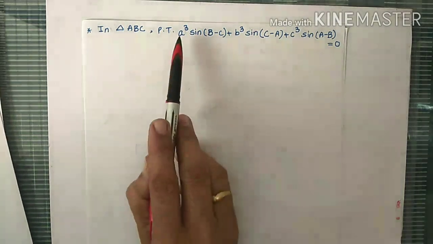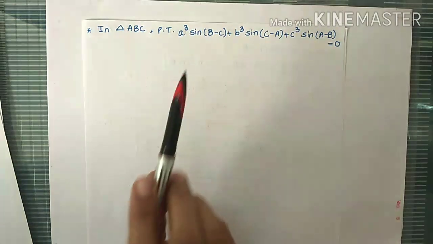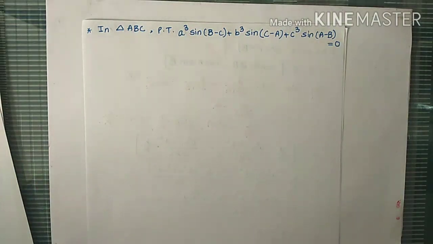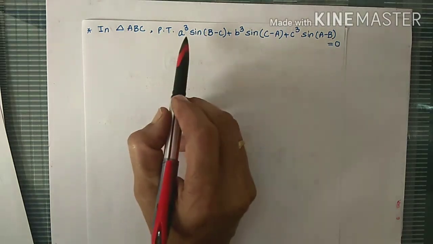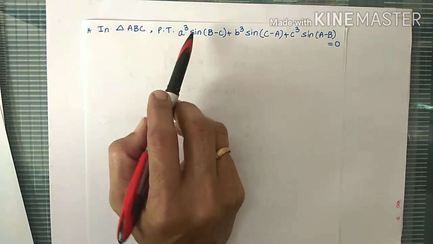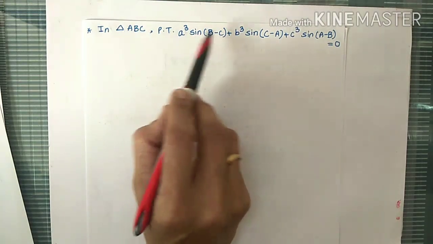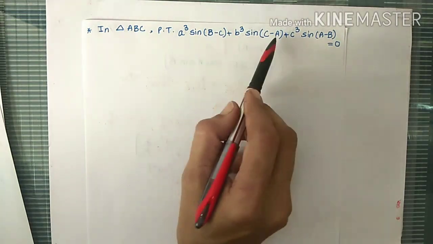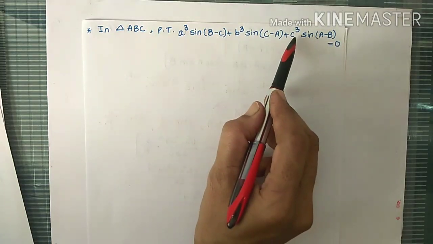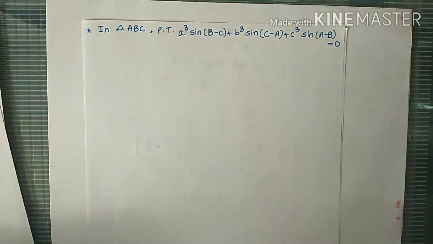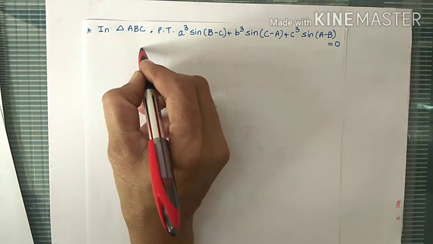So again we have small letters and capital letters. So our technique is we are going to convert capital letters into small letters by using the sine rule and cosine rule both. So let's see the terms here. We have in the first term a, b, c. In the second one b, c, a. And in the third one we have c, a, b. So such terms are known as cyclic terms. Why cyclic terms?